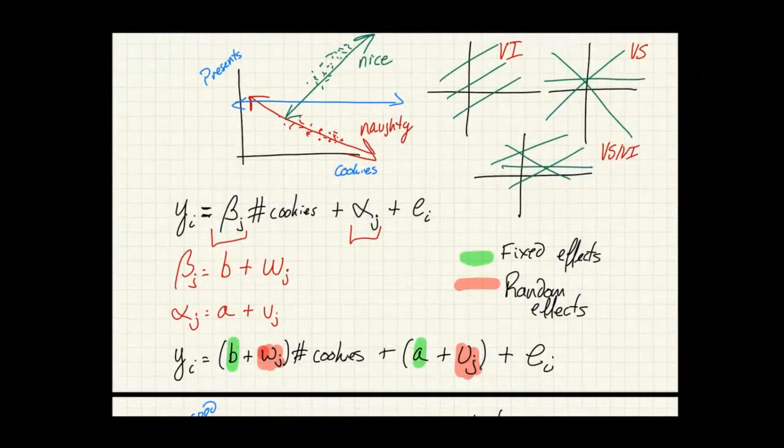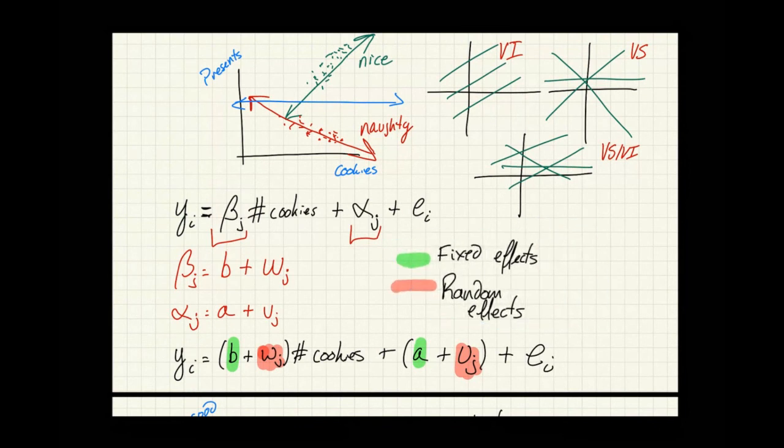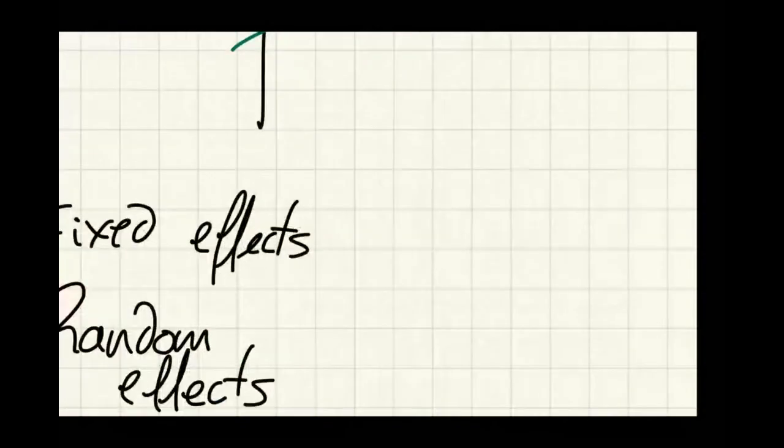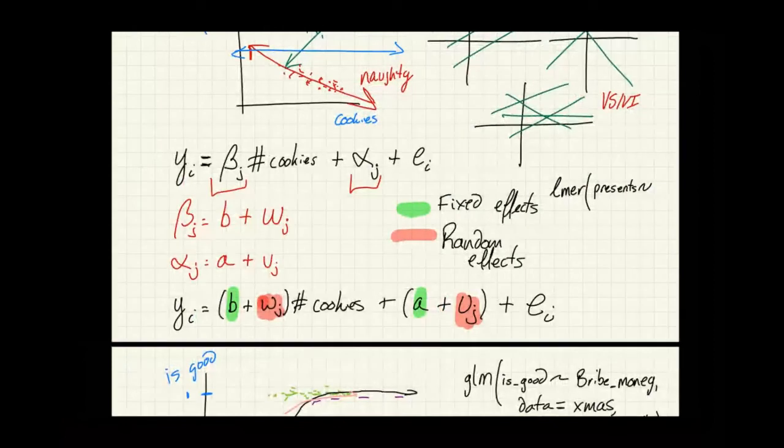In our other model of cookies and presents, the R code would look like, let me just move these over a little bit. The R code would look like LMER, cookies, or no, sorry. The Y is the number of presents, is a function of, I'm not going to have enough space here, sorry, hold on.